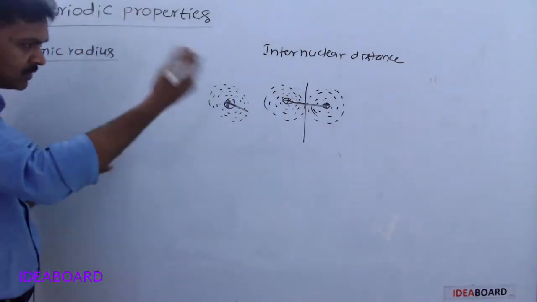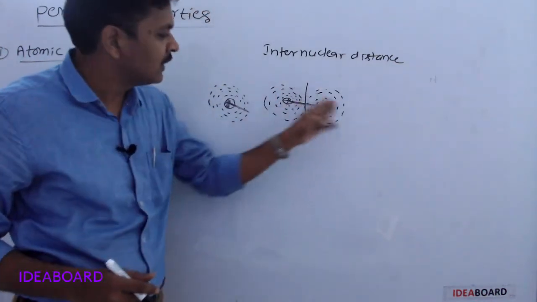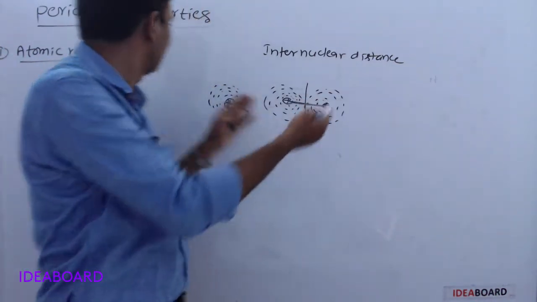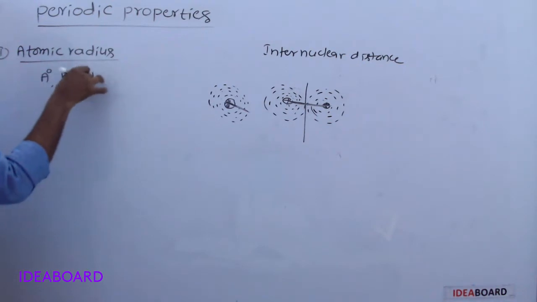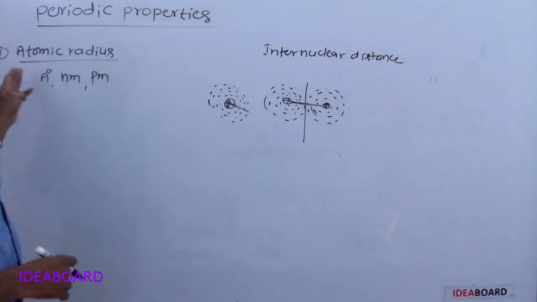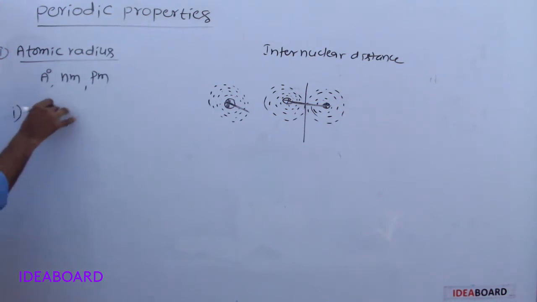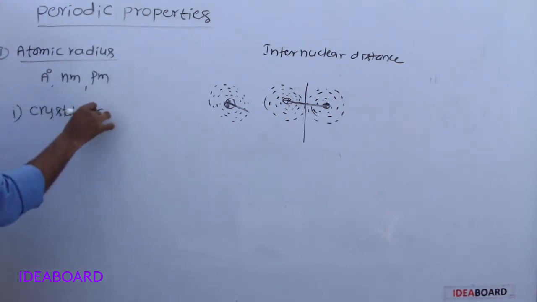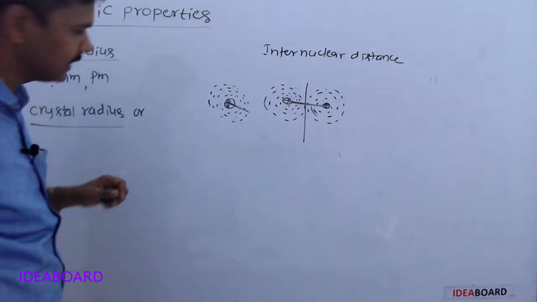So atomic radius is nothing but half of the internuclear distance between two adjacent atoms. This atomic radius is expressed in angstroms, nanometers, or picometers. This atomic radius is of three types. First one is crystal radius or metallic radius.